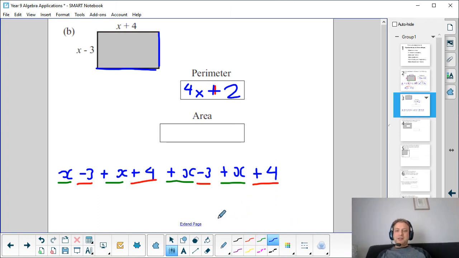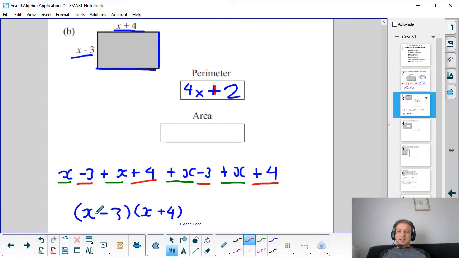With our area, we're doing the same thing again. We're multiplying this side by that side. So to show that multiplication, we're going to put the first one in brackets because it's got two parts to it. And we've got to put the second part in brackets as well. X take 3 times x plus 4. So again, we're expanding brackets, but we're practicing what we've learned, which is this first bracket, everything in it needs to multiply the second one.